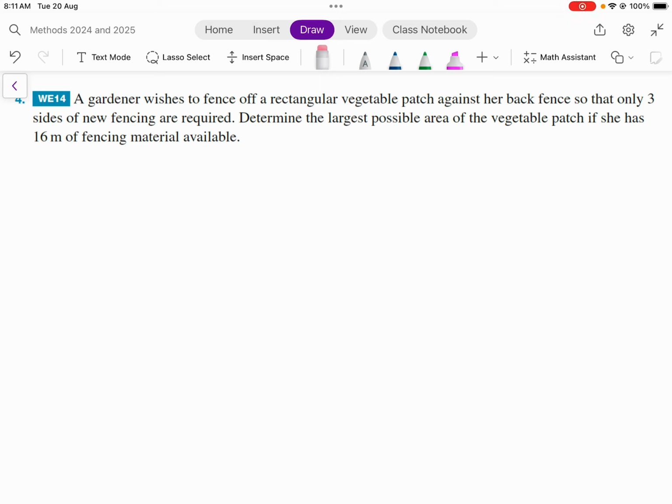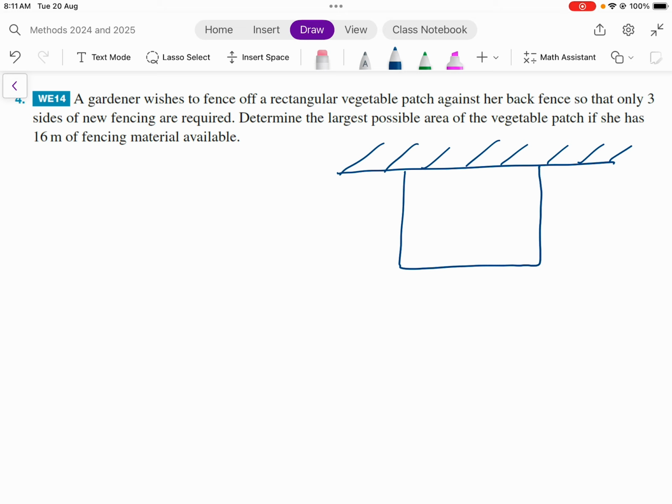So always start with drawing a picture. So that's the fence that already exists, so we don't need any material for this fence. And then we want a rectangular fence, and that's going to be 16 metres. Now we want the largest possible area, so we want this area in here to be as big as possible.